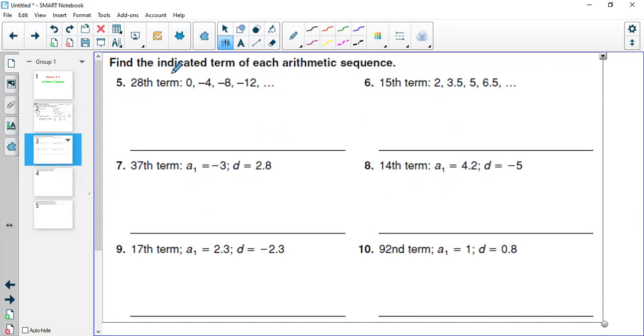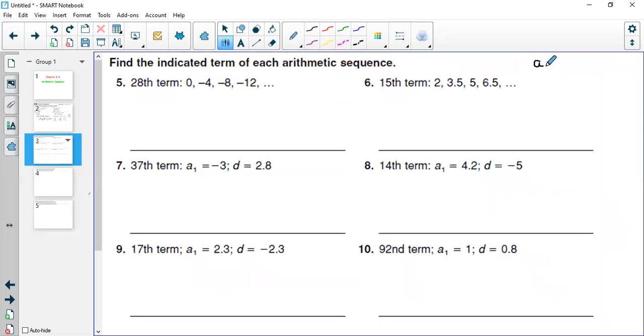Right, let's see here. The next question is: find the indicated term of each arithmetic sequence. Now here, this is a pattern: 0, negative 4, negative 8, negative 12, but they want you to find the 28th term. It's not possible for us to keep writing until we find the 28th term, so there is a common formula we use to find this. What is the formula? a sub n, the term to be found, equals a sub 1, that's how you read these, plus n minus 1 times d. This is the formula we use to find any term which we want.